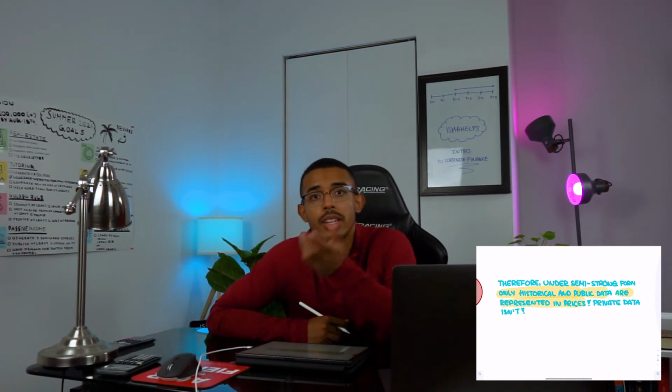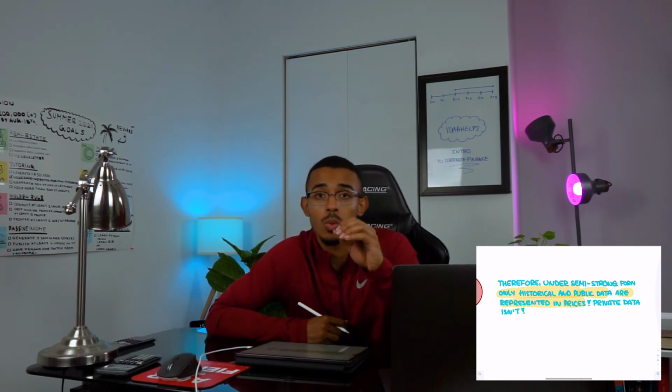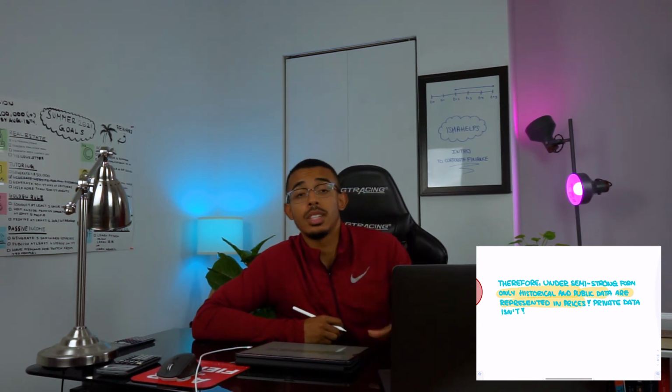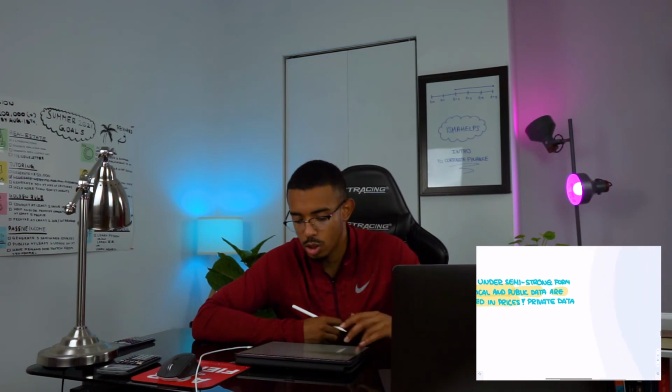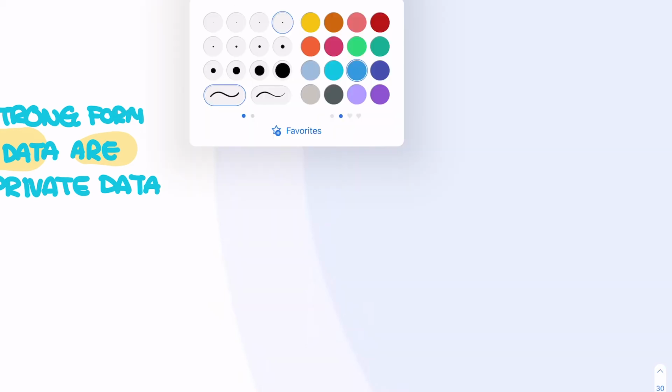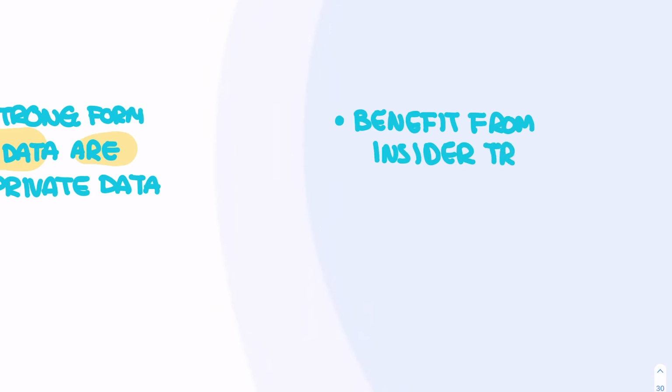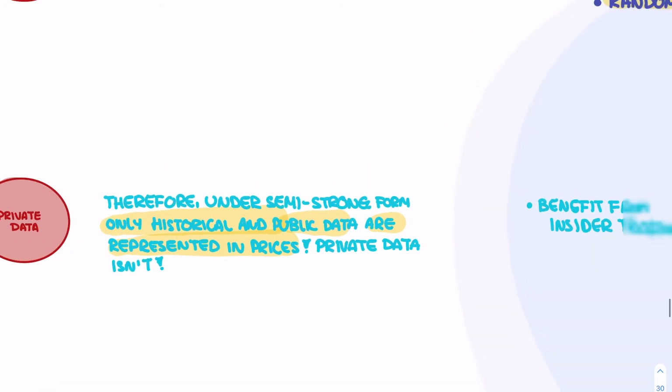By that same token, this would mean that private information is not represented in prices, such that under semi strong form, people could actually benefit from insider information. They can benefit from insider trading. And that's something that's actually worth writing here. So, remember that under semi strong form, people could actually benefit from insider trading. That's something super important to know. And you want to note that public information is showcased under the semi strong form.